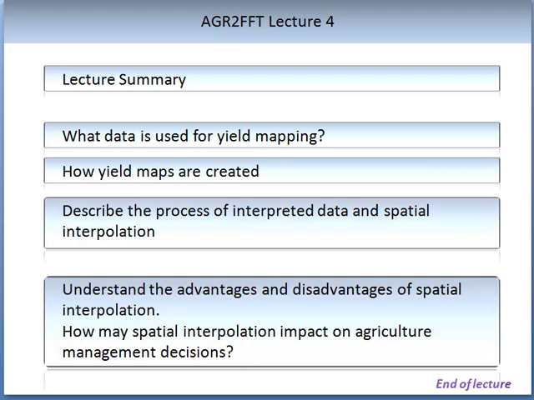Let us reflect on what we have learnt in this lecture. You should be able to give examples of what data is used for yield mapping, and how yield maps are created. You should be able to describe the process of interpreted data and spatial interpolation. You should now be able to understand some of the advantages and disadvantages of spatial interpolation. And I'd like you to take a few moments to think about how spatial interpolation may impact on agricultural management decisions. This brings us to the end of Lecture 4.